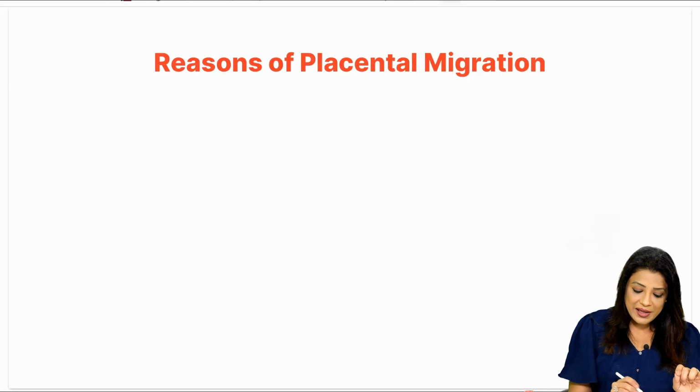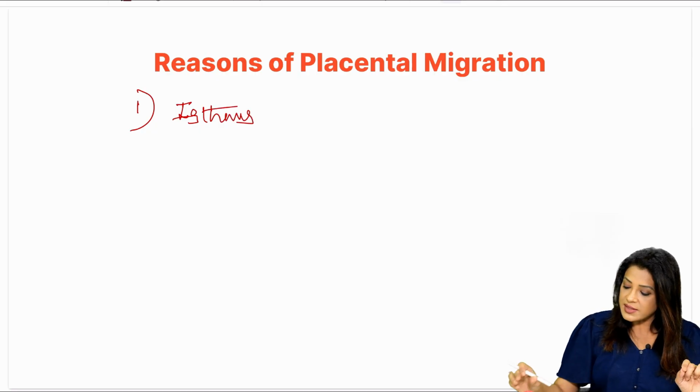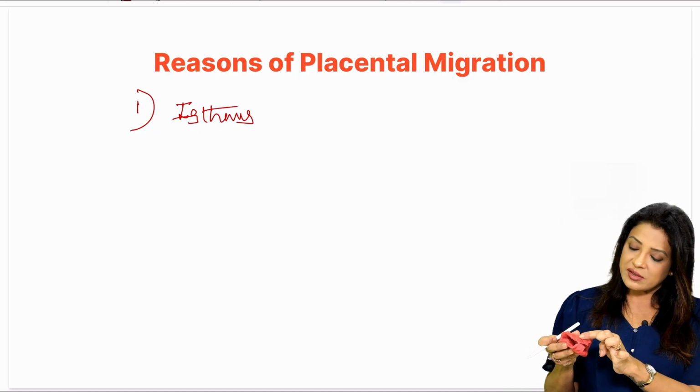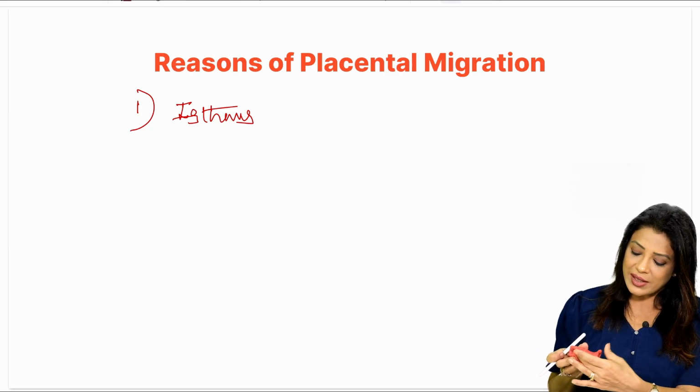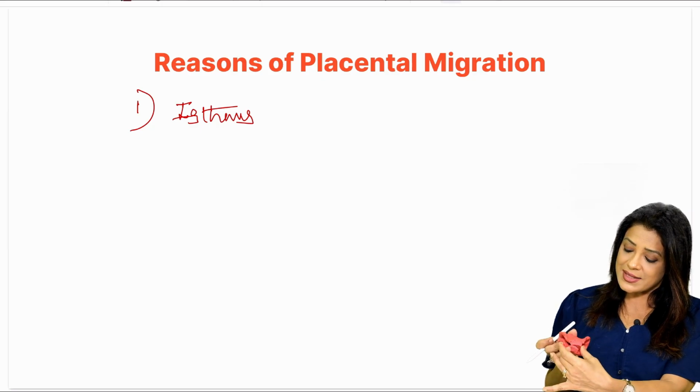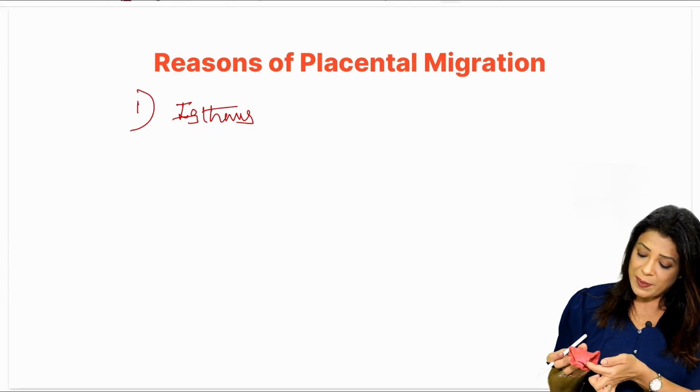Causes of placental migration. First of all, the isthmus. I told you the isthmus. There is an isthmus which is between the anatomical and the histological internal os, that is getting taken up. So that entire isthmus is now forming the lower segment. Since it is growing more than the fundus, the placenta gets pushed up.